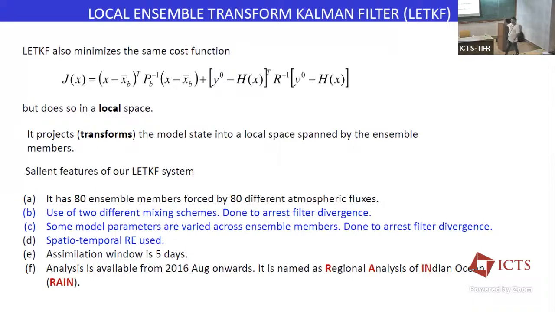So what are the salient features of this? We have around 80 ensembles. Any ensemble system will need ensembles, and we have about 80 ensemble members. So 80 different versions of the same model, with 80 different initial conditions. This is our ensemble to start with. We'll tell you how we got those 80 different initial conditions, but 80 setups of ROMS, let's say.